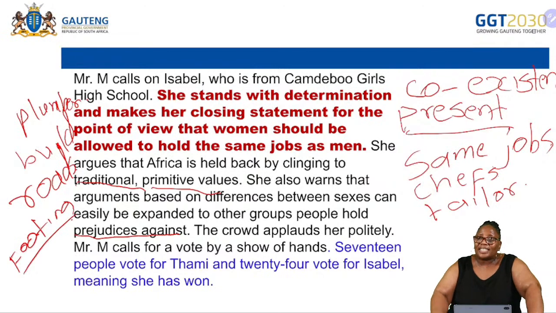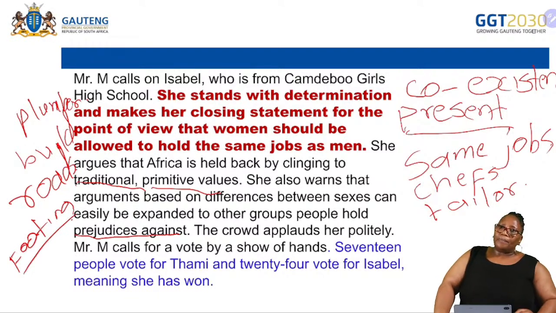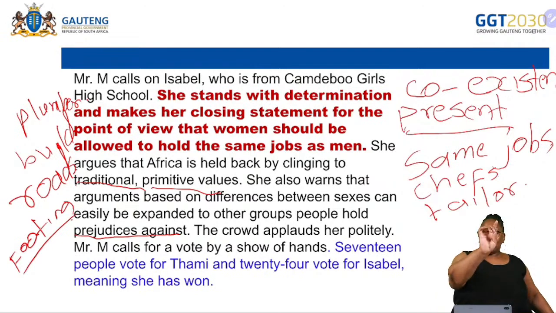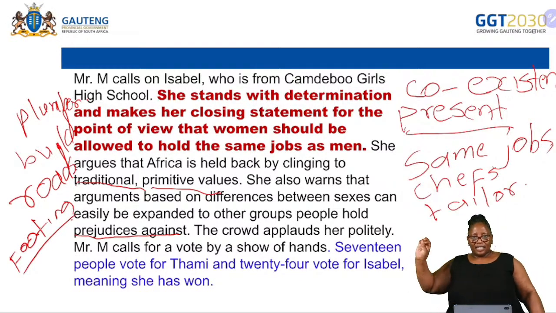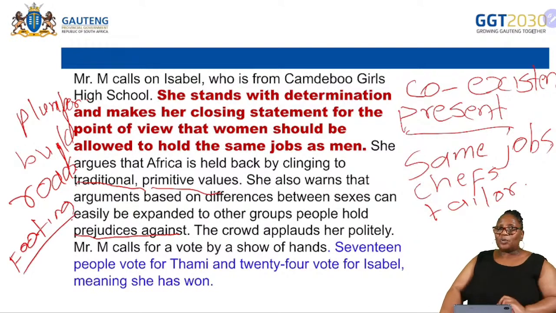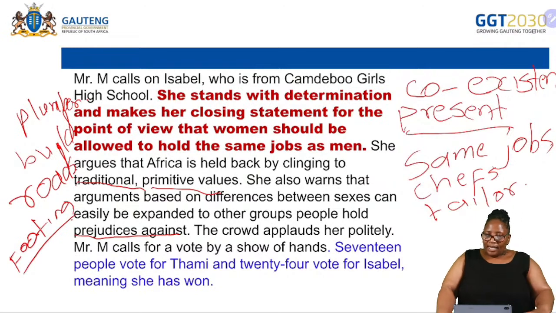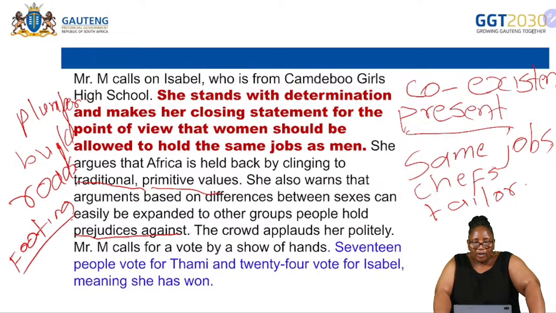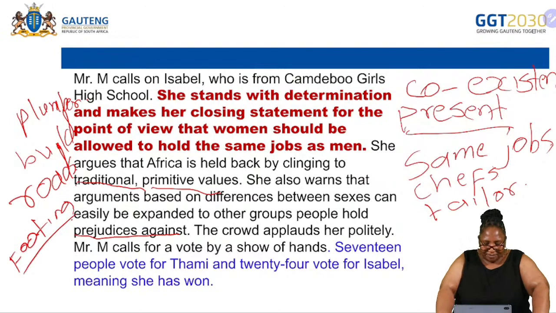And that's for Tammy. All those in favor for Isabel. And he counts. 17 people vote for Tammy and 24 vote for Isabel, meaning she has won the debate.